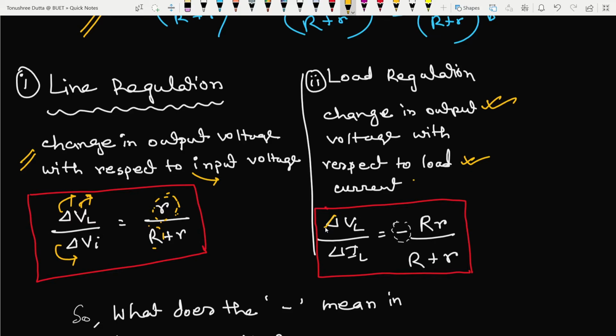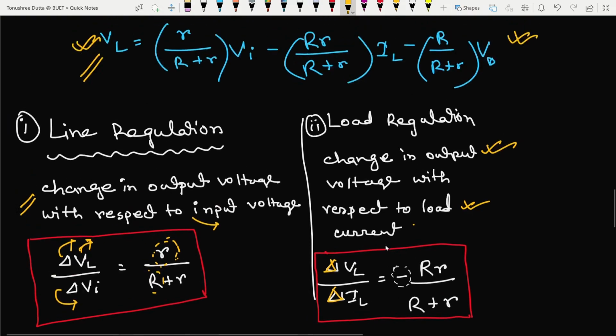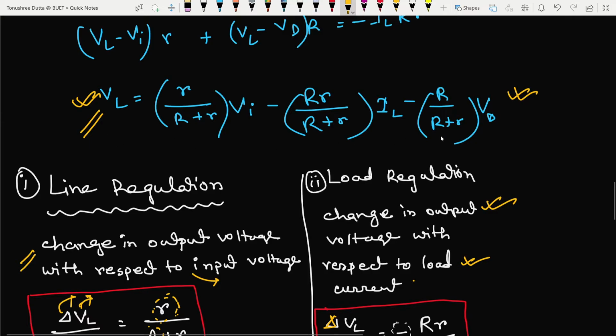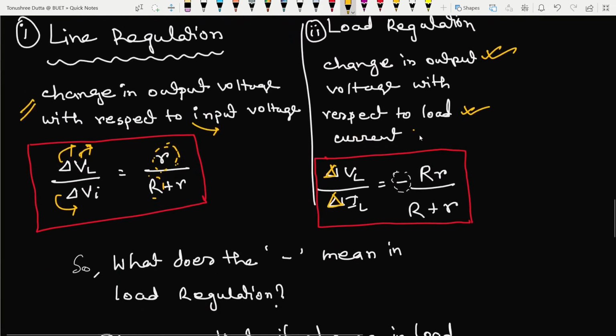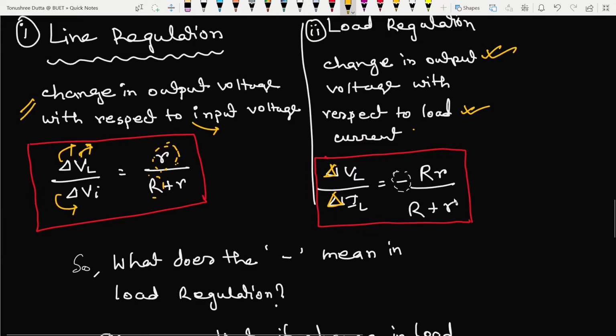So del VL, the change in the output, with respect to del IL, the change in the load current, equals, it also comes from the derivative of this equation. If you take dVL divided by dIL, if you take this differentiation, you are going to get minus capital R into r divided by R plus r. So what does this minus sign mean? We did not have it in our line regulation. So why do we have this in our load regulation, and what does this minus sign actually mean?